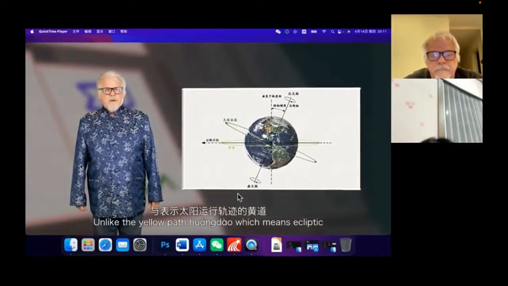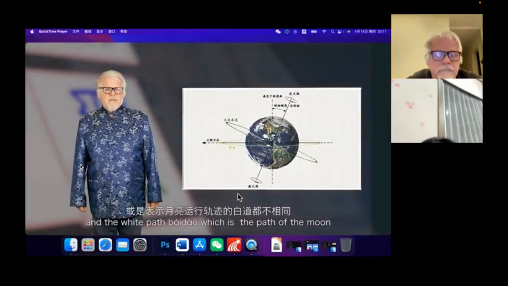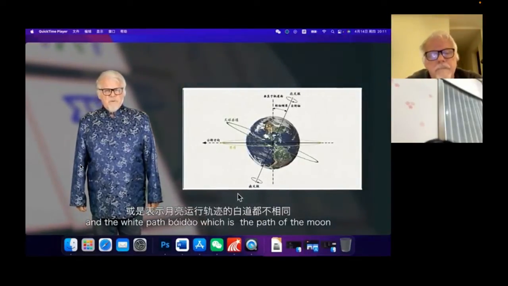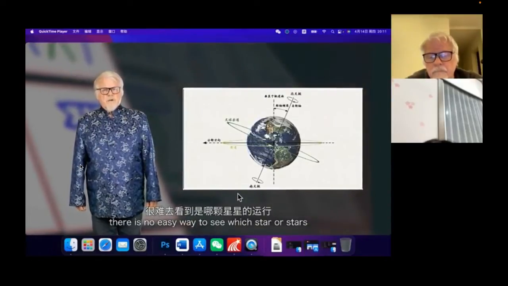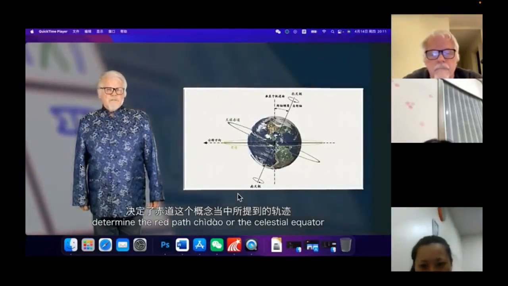Unlike the yellow path, Huang Dao, which means ecliptic, and the white path, Bai Dao, which means the path of the moon, there is no easy way to see which star or stars determine the red path, Chi Dao, or the Celestial Equator.